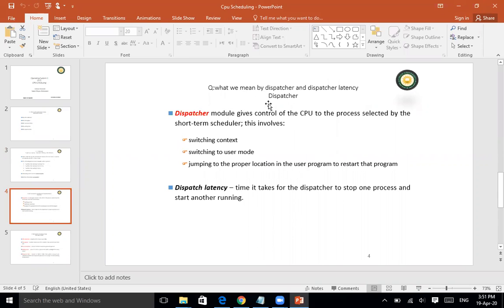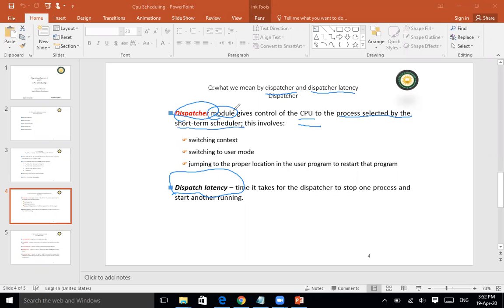He says what we mean by dispatcher and dispatch latency. So the question, what do you mean by dispatcher and what do you mean by dispatch latency? So dispatcher means it's a module, okay? It will give control of the CPU to the process that's selected by the short-term scheduler. As you remember, we said before, short-term scheduler, long-term scheduler.